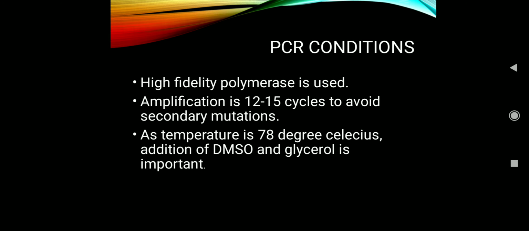The melting temperature is 78 degrees Celsius. Therefore, it is possible that the DNA gets denatured. To stabilize the DNA, we use DMSO and glycerol. It is very important to add DMSO and glycerol for the stabilization of DNA.